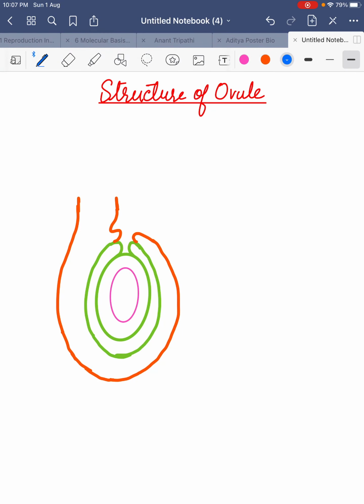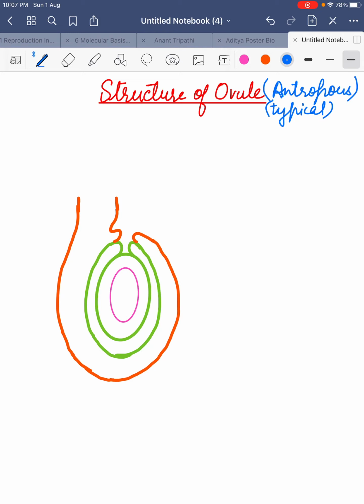Hello friends, today we are going to study about the structure of ovule. This is an anatropous ovule. By anatropous ovule, we mean that it is a typical ovule, that is commonly found and commonly studied. So, now we come to the structure of ovule.